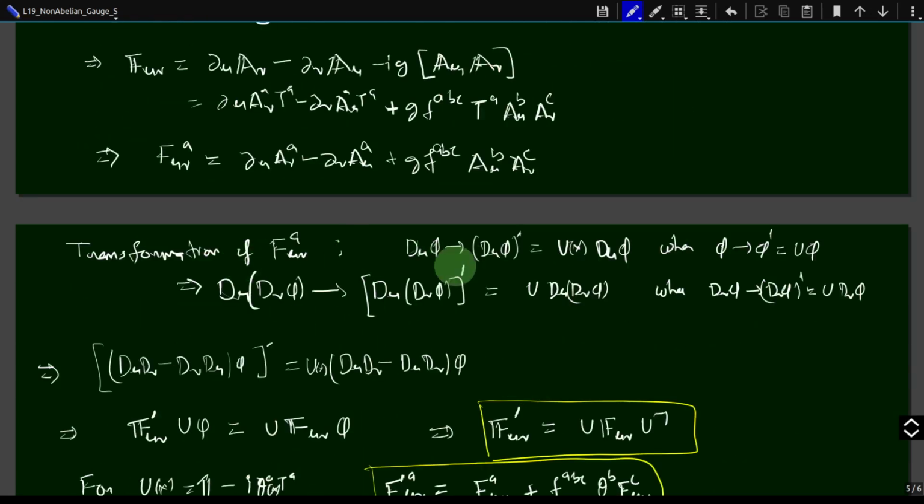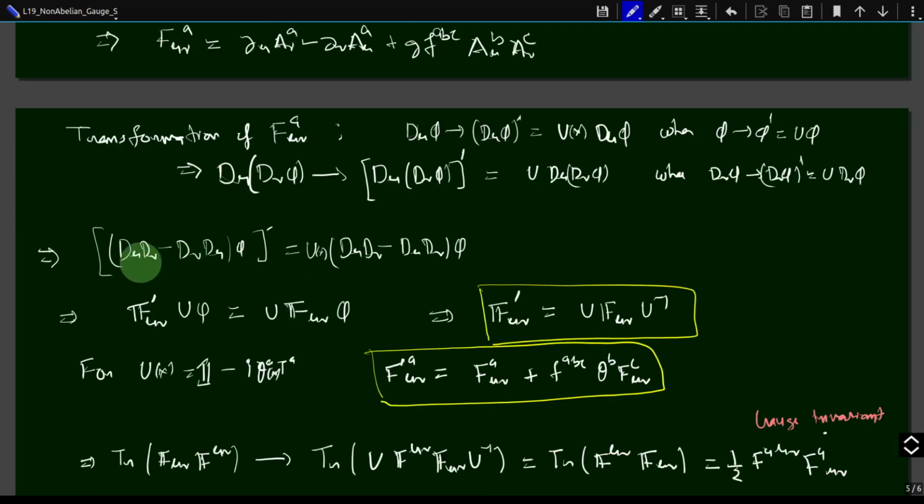Now if I look for the transformation of the field strength tensor, we first remind ourselves that D_mu acting on phi was nothing but U times D_mu acting on phi. So when phi is transforming as U phi, then this D_mu phi is transforming to U times D_mu phi. So how does D_mu of phi transform? Assume that D_mu phi is playing the role of phi over here. So it's just U times D_mu phi, because here D_mu phi also transforms as U times D_mu phi. So it is just a copy of the first equation where phi is replaced by D_mu phi, and we use the exact same transformation.